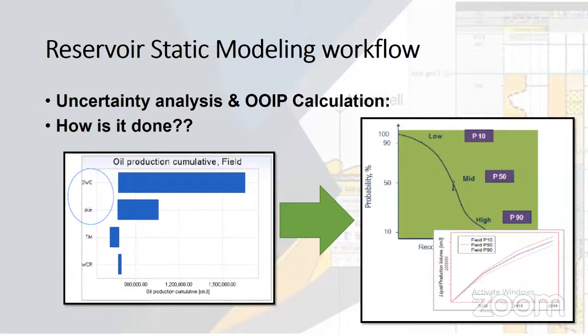We have the minimum case, the mid case or most likely case, and the highest case. So in case of oil in place, rather than just one value, you will report three values: the minimum, the maximum, and the most likely value.